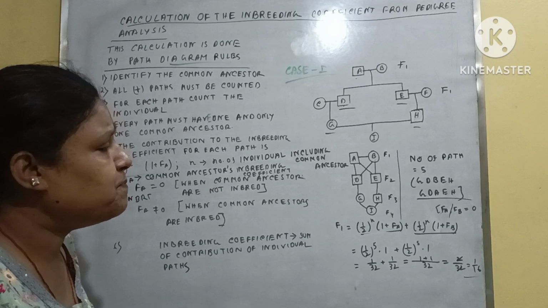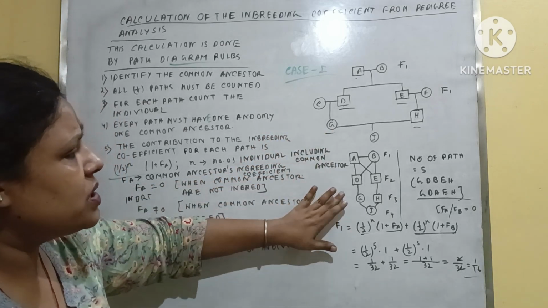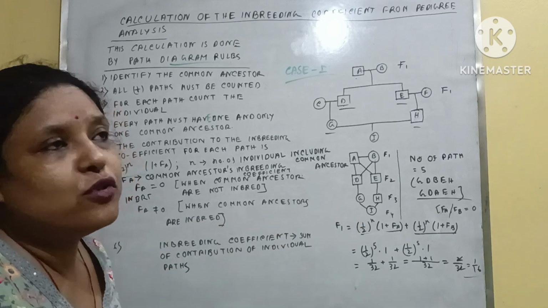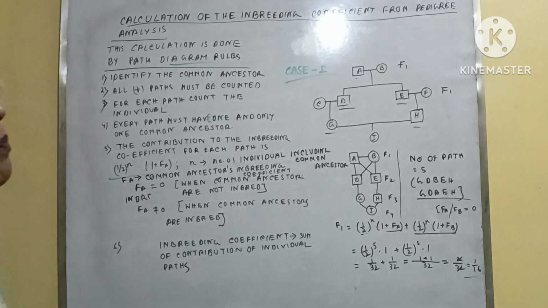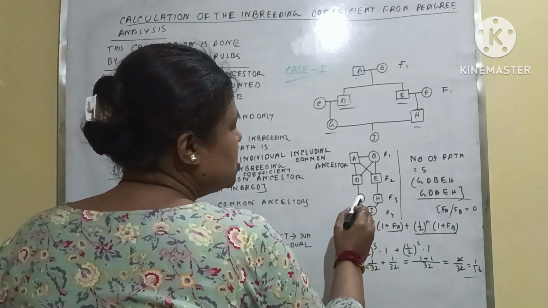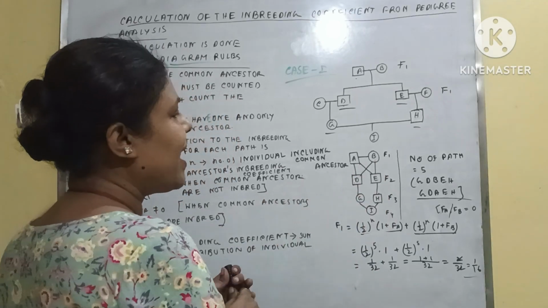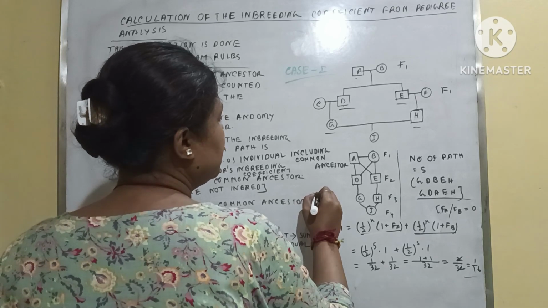Clear? So here the first is the F1 generation, the next two are the F2 generation, then the F3 generation, and the last one is the F4 generation. Clear? Now you can see the two paths. What are the two paths? Either G, D, B, E, H. In such a way you have to calculate like that.